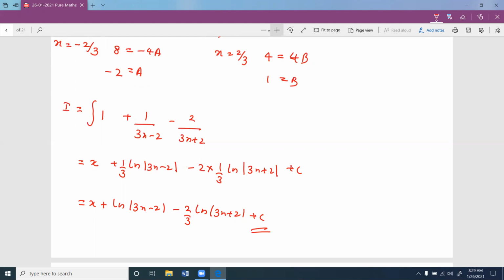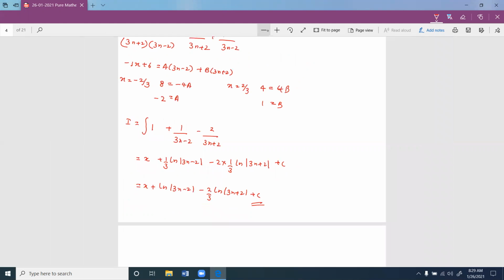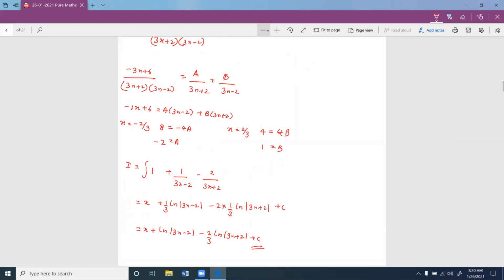Sir, yes, what is it? Can you explain how you divided that? Like how we got minus 3x plus 6 over 3x plus 2 into 3x minus 2? Which one? This one? The first part, how we divided. One second.